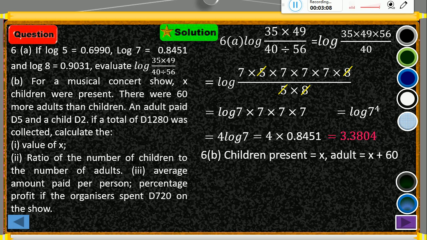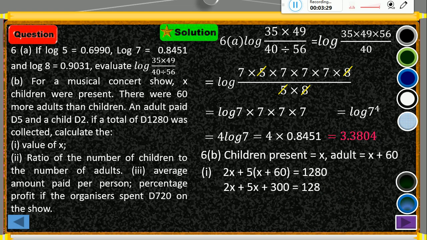Children present, the x. Adults then will be x plus 60, since we have 60 more adults than children. So 2x plus 5 into x plus 60 is equal to 1280. Remember, children are to pay 2 and the adults are to pay 5.